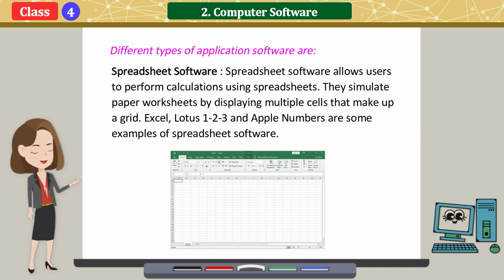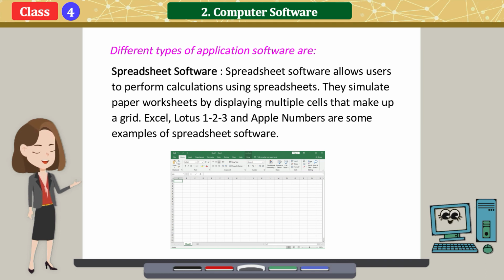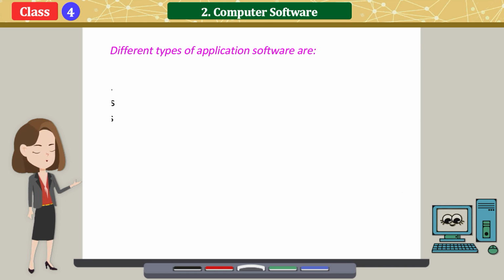Spreadsheet software. Spreadsheet software allows users to perform calculations using spreadsheets. They simulate paper worksheets by displaying multiple cells that make up a grid. Excel, Lotus 1-2-3 and Apple Numbers are some examples of spreadsheet software.